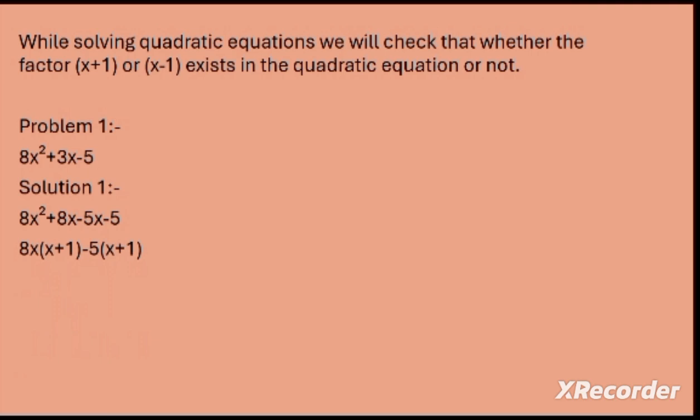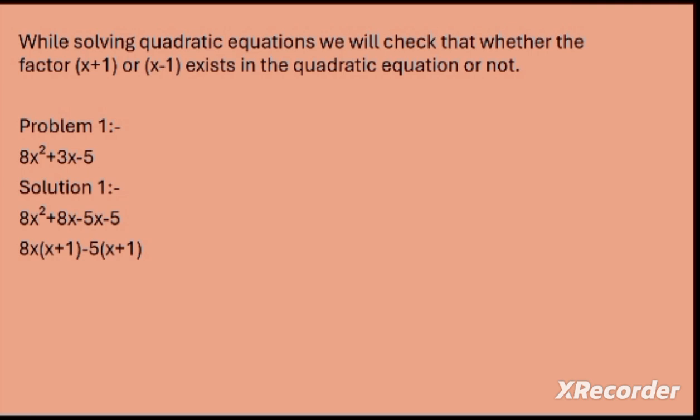Okay, now how are you going to find the common? First, remember, always, while finding the common of the first term and the second term, you will find the common sign first. As we can see here, the common sign in the first term and in the second term is plus. The first term is plus 8x square and the second term is plus 8x, so the common sign is plus.